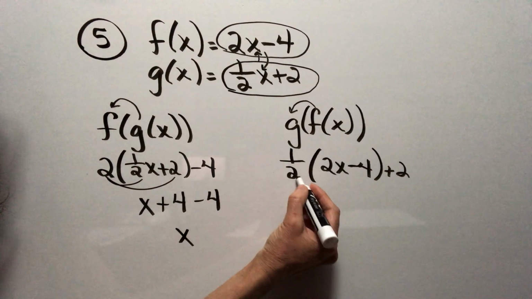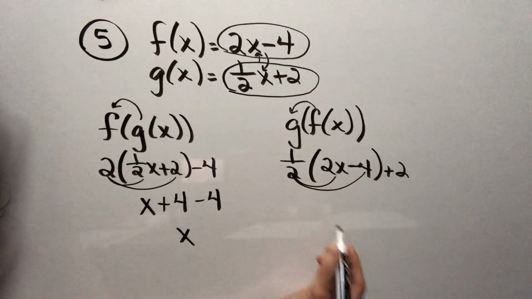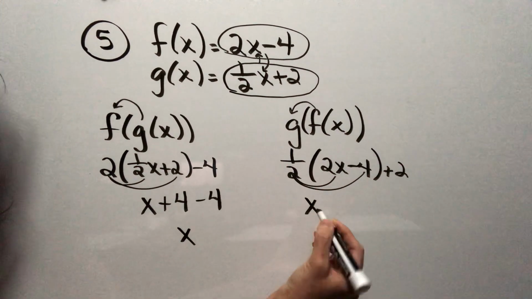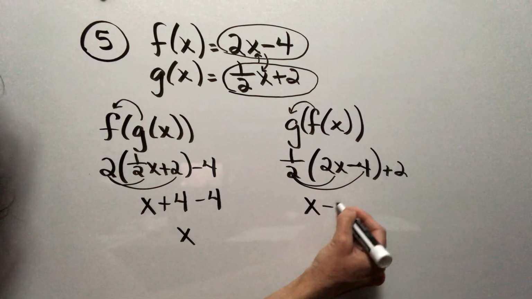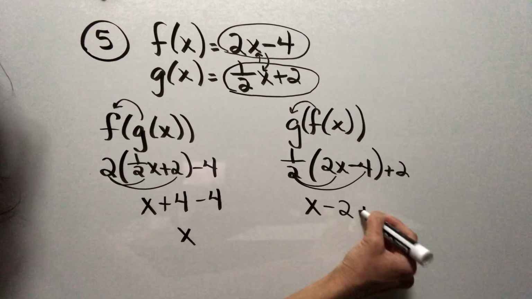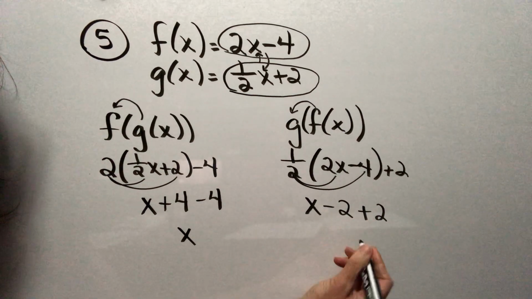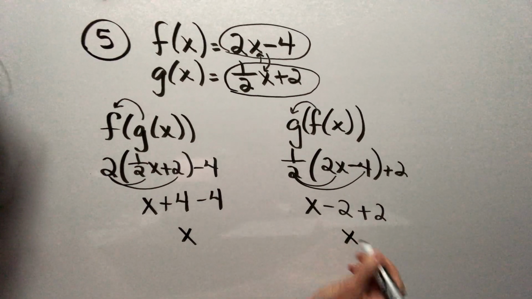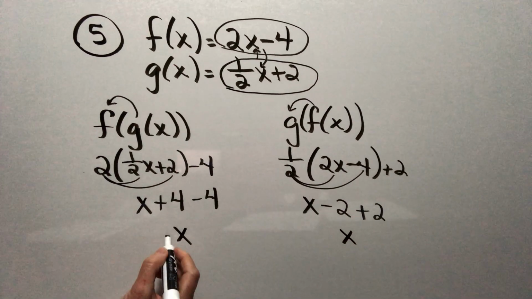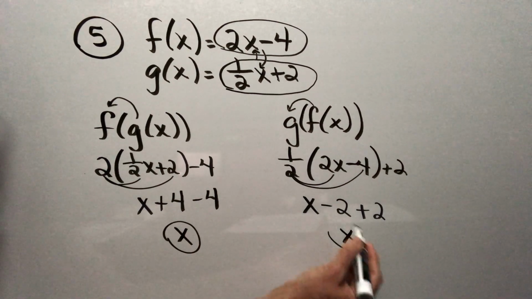Then you're going to do the same thing over here. Distribute the 1/2 to both of those. So 1/2 of 2x would be x, 1/2 of -4 would be -2, and then you would still have that plus 2. So if you were to combine -2 with 2, they would cancel and you'd be left with x. So notice that in each case, we ended up getting an x.